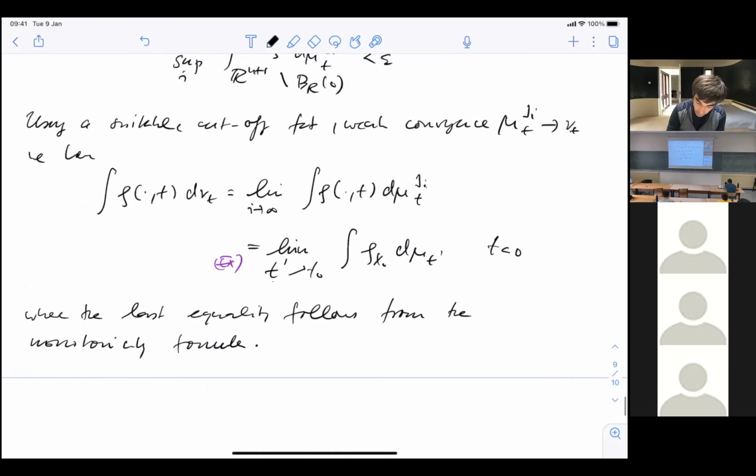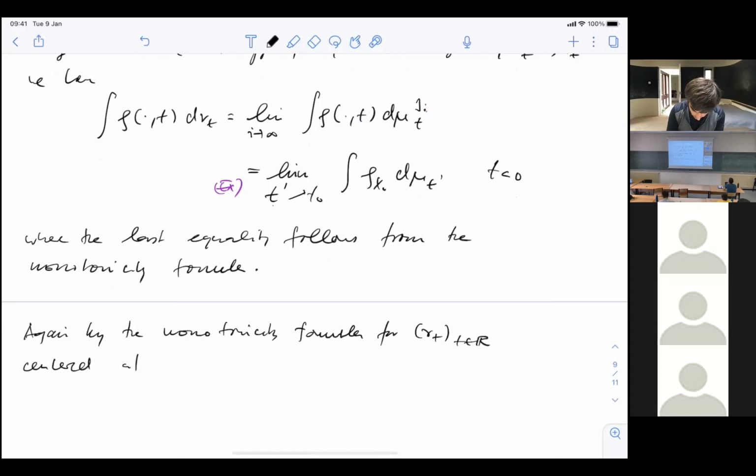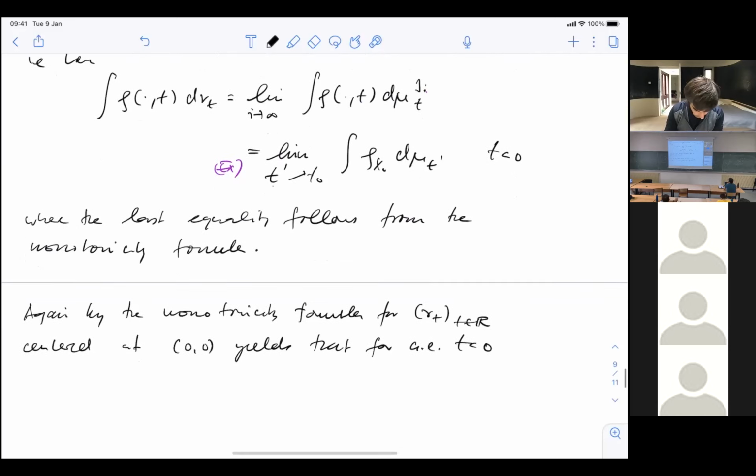Now, this means the limiting flow here has this constant in time. So it does not depend on time. But then, again by the monotonicity formula, for nu t centered at 0, 0, yields that for almost every negative t, this means that it's constant in time along the monotonicity formula.